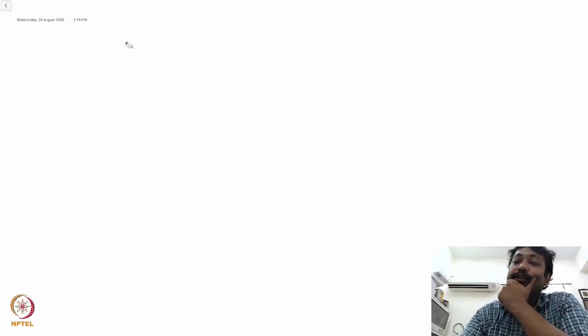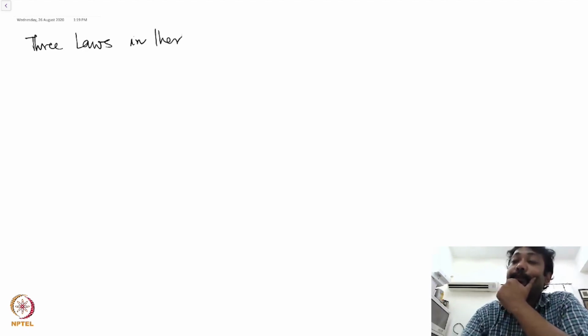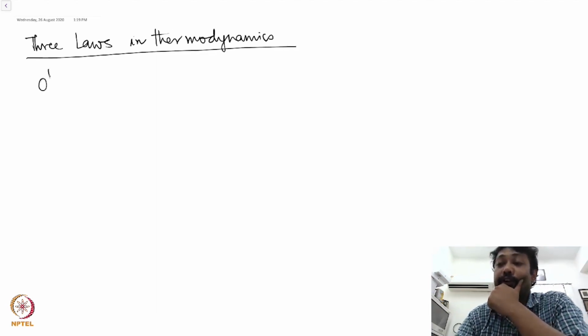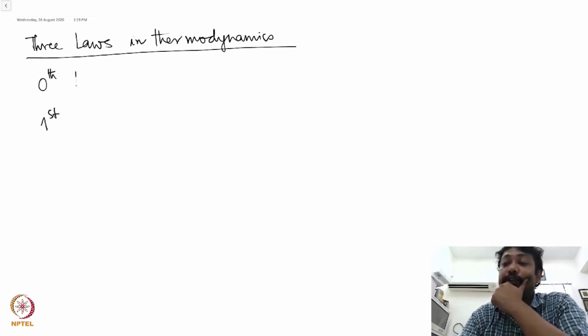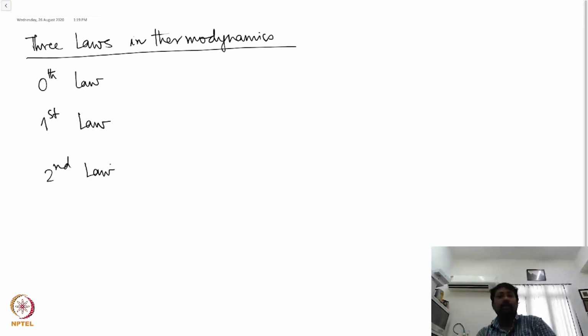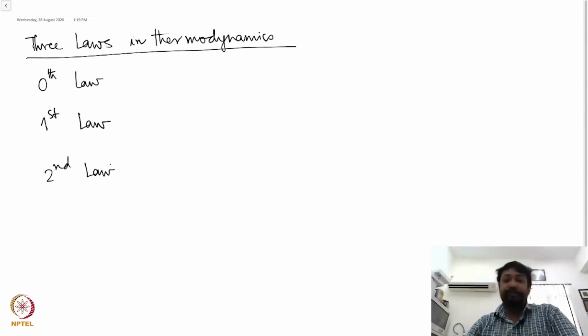Let's say that there are three sacred laws. Well, actually there are four of them. There are three laws in thermodynamics which you have done: the zeroth law, the first law, and the second law. This is the guiding principle of thermodynamics.